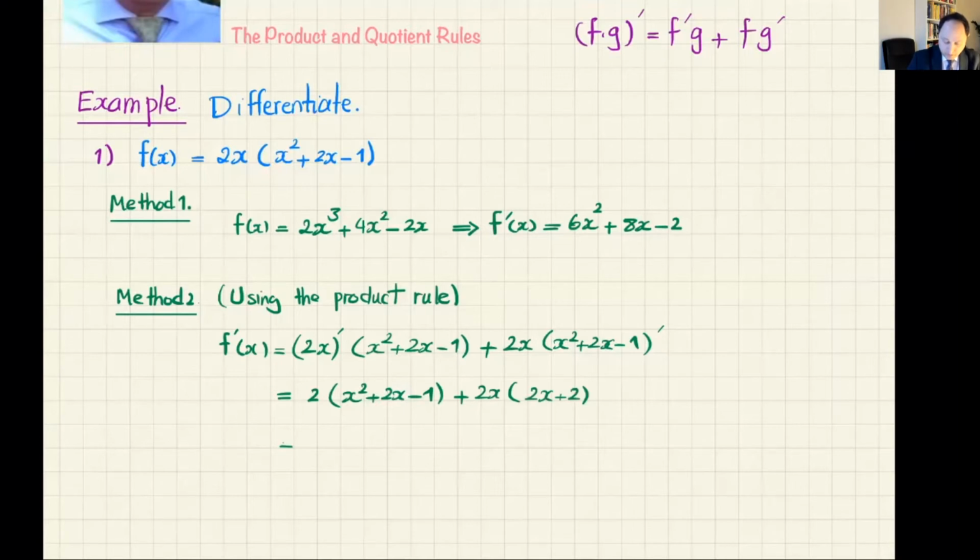Let me simplify to confirm that that's the same answer. I multiplied that, it becomes 2x squared plus 4x minus 2, and then it is 4x squared plus 4x. And if I simplify them, it becomes 6x squared plus 8x minus 2, and you see that that's the same answer. And you see that this is even longer.